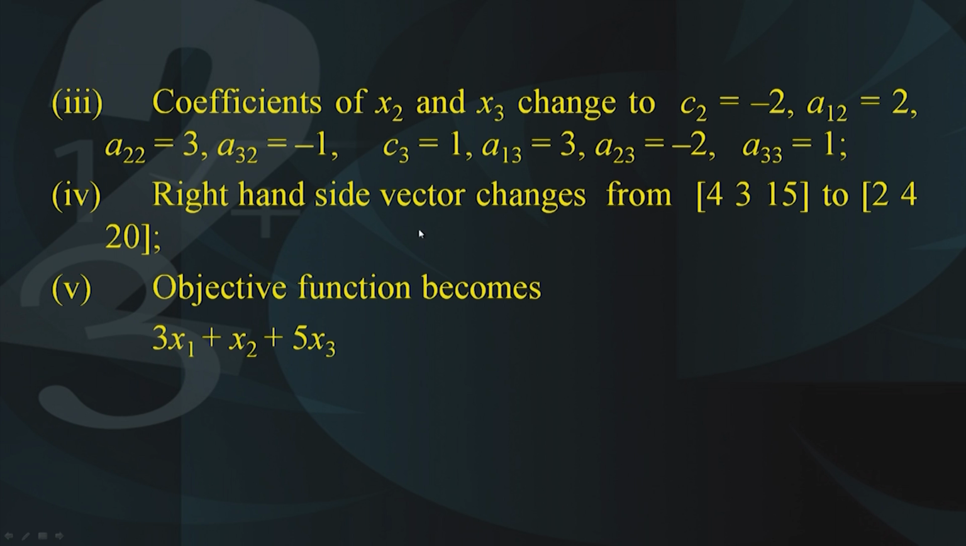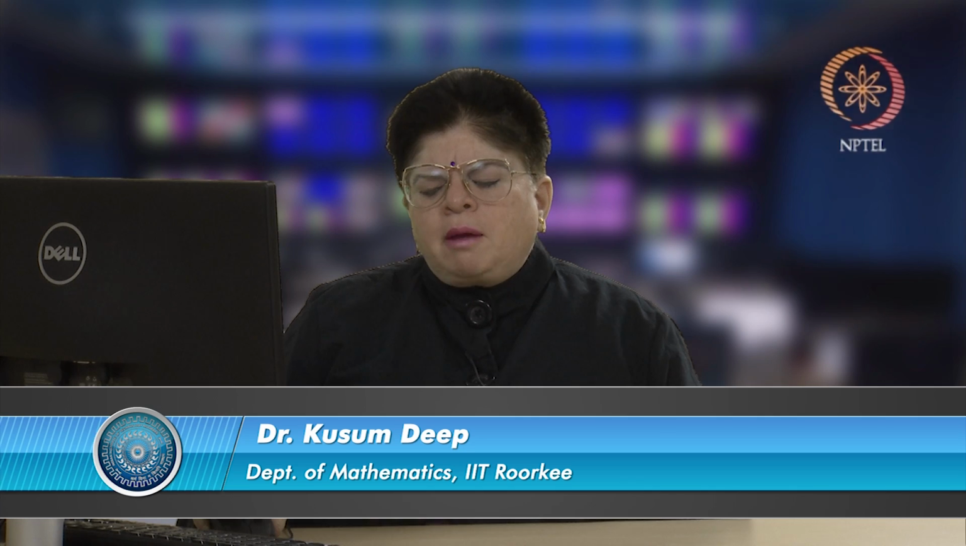Next part, the right hand side vector changes from 4, 3, 15 to 2, 4 and 20 and finally, the objective function becomes 3x1 plus x2 plus 5x3. So, each of these parts has to be solved one at a time separately.